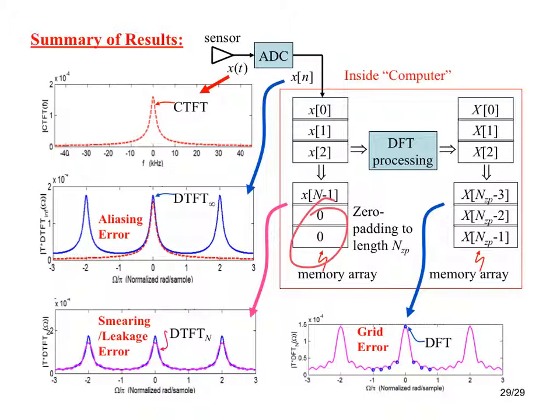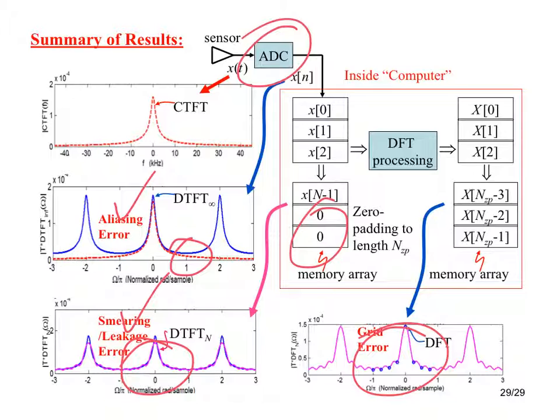But this shows all the underlying stuff that leads to how we get those points. And so this really explains what all the errors are, how they interrelate. We've got aliasing error, we've got smearing error, and we've got grid error. And we know how to fix all of those to some degree. Aliasing error we fix by sampling faster. Smearing error we fix by collecting more data, although we'll soon see that we can fix it by using different shapes of windows. Grid error we fix by zero padding. And all of that can be seen here in this beautiful little example.